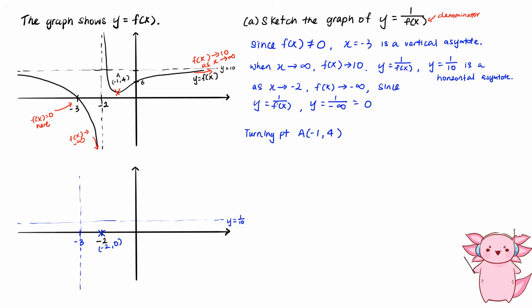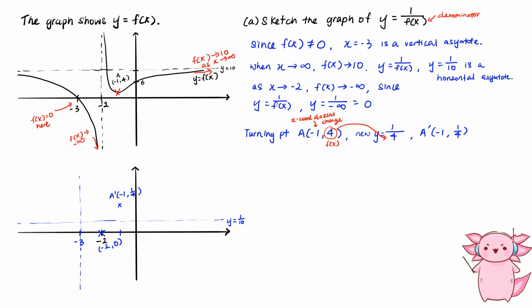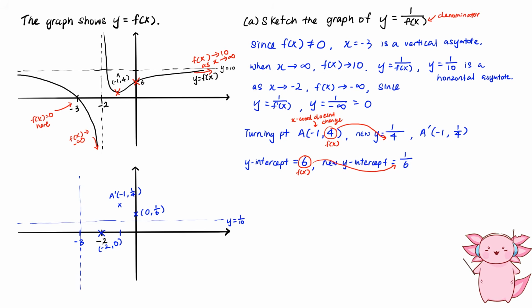Then taking a look at this turning point A, since the x-coordinate doesn't change, the new y-coordinate is 1 divided by 4, and let's plot this point over here. The last point to plot is the original y-intercept of 0 and 6, and now the new y-intercept is 0 and 1 over 6.